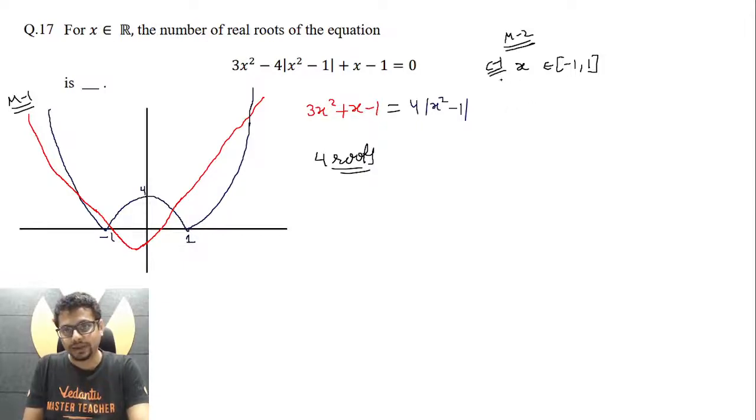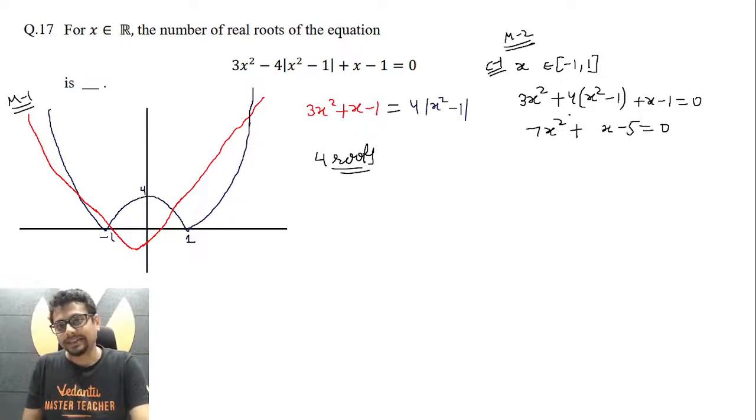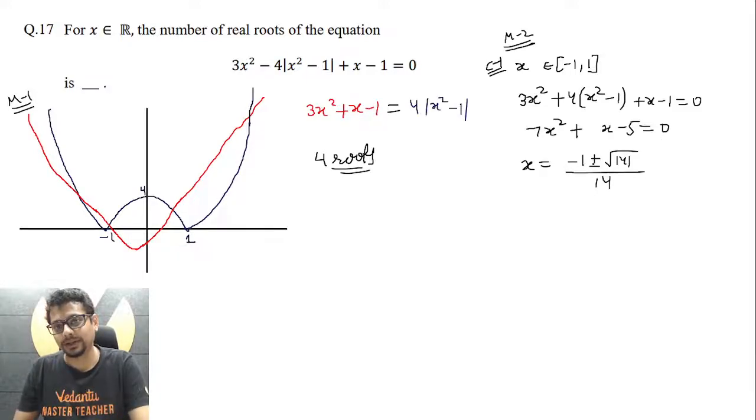So in case 1, mod x square minus 1 will open with minus sign because x square is less than equal to 1. So you may say 3x square plus 4 times x square minus 1, plus x minus 1 equal to 0. Why? Because this x square minus 1 will open with minus sign, and this minus I have consumed with that. So what we have is 7x square plus x minus 5 equal to 0. So the two roots you get are minus 1 plus minus root 141 by 14.